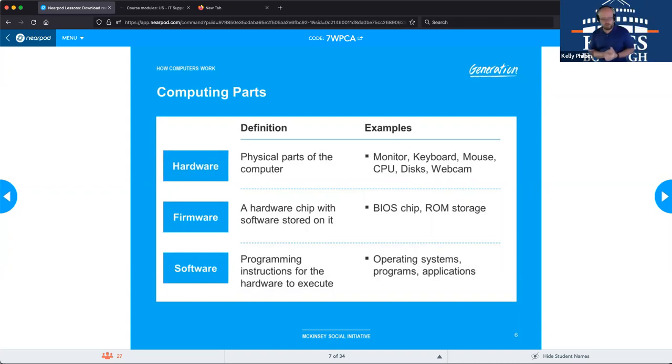Then we have what is called firmware. Firmware is the middle ground between the two. This is a hardware chip that already has software stored upon it. Basically, it is kind of like basic instructions so that the system can get up and get going. Examples of this would be your ROM storage or read-only memory, which we will get into, and your BIOS chip, which is your basic input-output system chip. The BIOS basically tells the computer where it needs to go to look for everything and how to interact with it. So firmware is your middle ground between hardware and software.